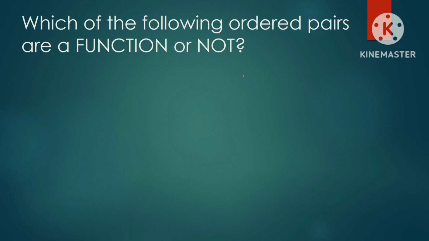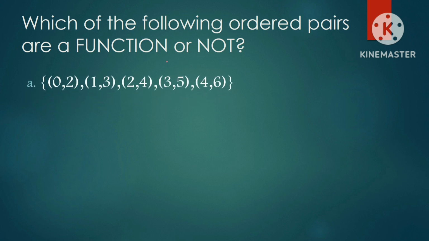So again, you are asked to determine which of the following ordered pairs are a function or not. Let's start here in letter A. Now we have (0, 2), (1, 3), (2, 4), (3, 5), and (4, 6). Is it a function or not? Okay, now this is a function. So bakit siya naging function? Very simple lang naman guys.